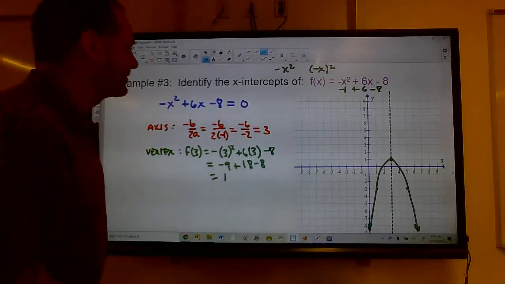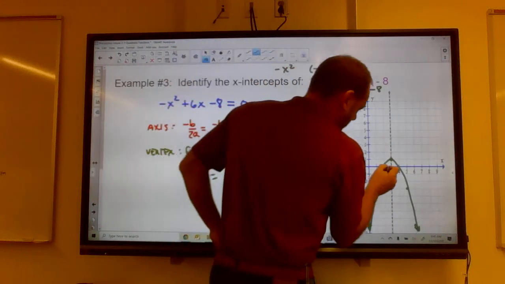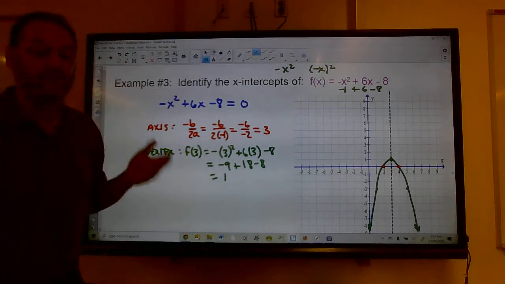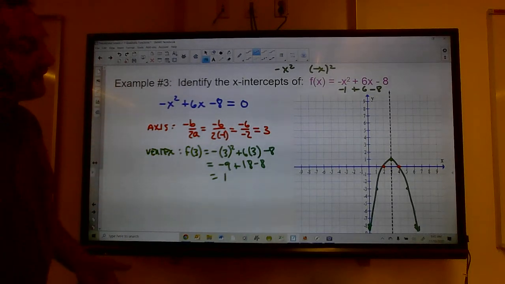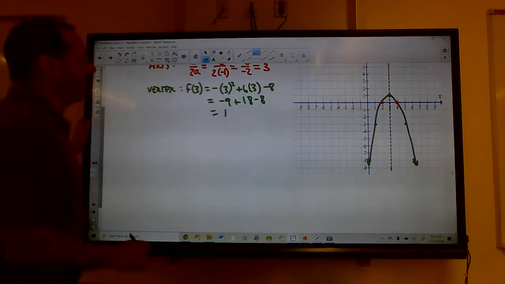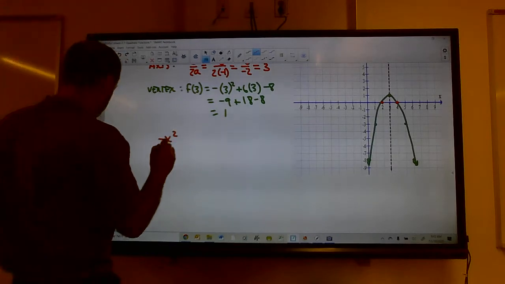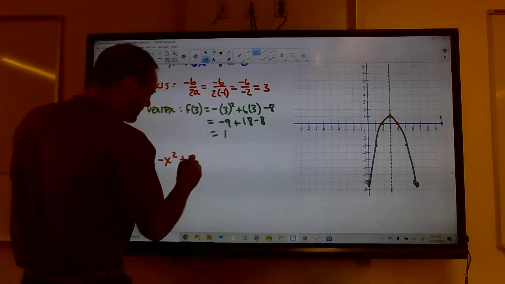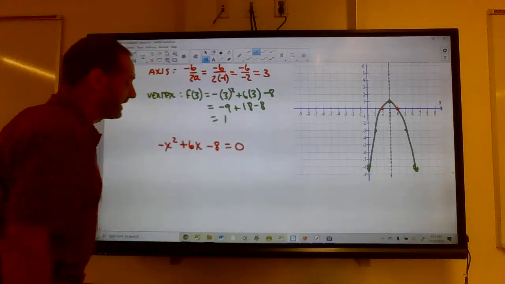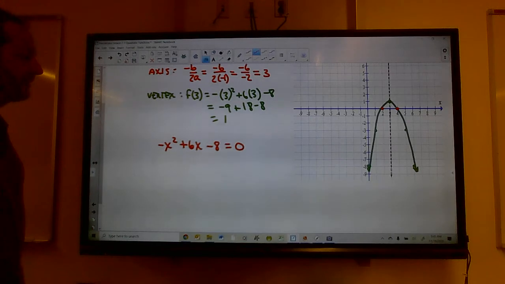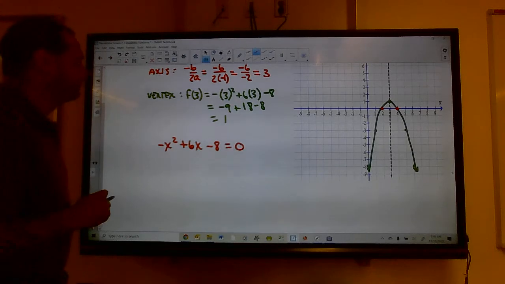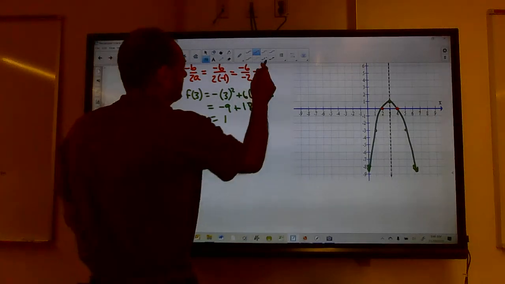Okay, now here's what it appears. It appears that my zeros are at 2 and 4. Depending on how I do my graph, though, it might be hard to tell. So how can I get it exactly? Well, I can take my equation, plus 6x minus 8, set it equal to 0, and I can solve it. Now, how do I solve it? You can factor it, or you can use the quadratic formula. On this one, I would recommend using the quadratic formula.